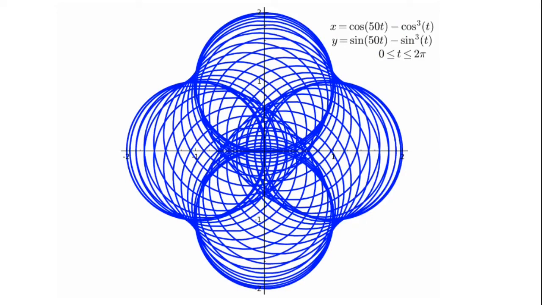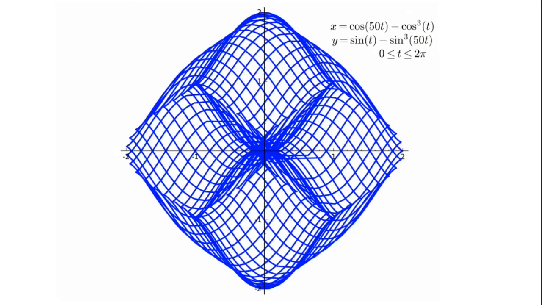And then there's this amazing beauty, x equals the cosine of 50t minus the cosine cubed t, y equals the sine of 50t minus sine cubed t, as t once again goes from 0 to 2 pi. You gotta love this one. And just one more, x equals the cosine of 50t minus cosine cubed t, y equals the sine of t minus sine cubed 50t, as once again t goes from 0 to 2 pi. Another beauty.